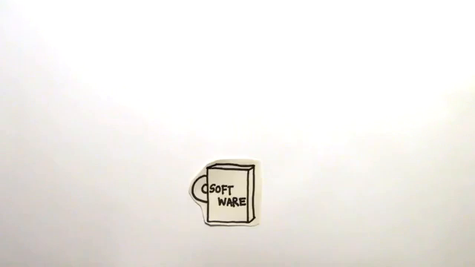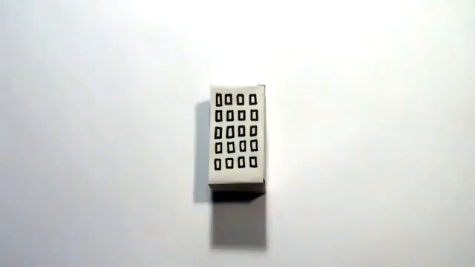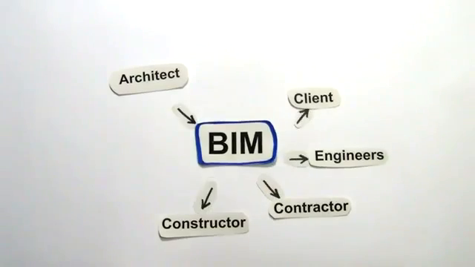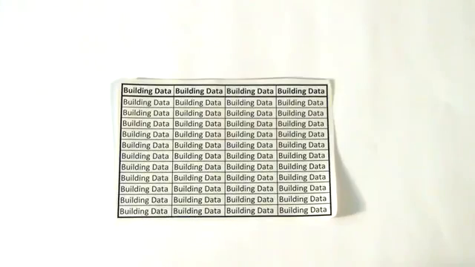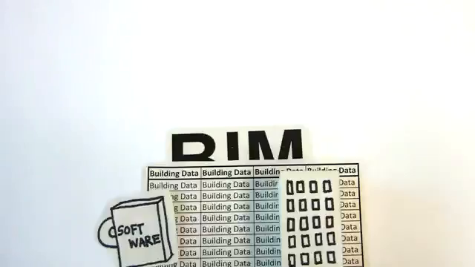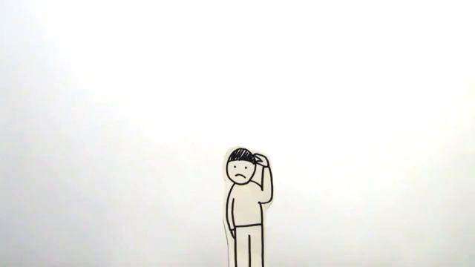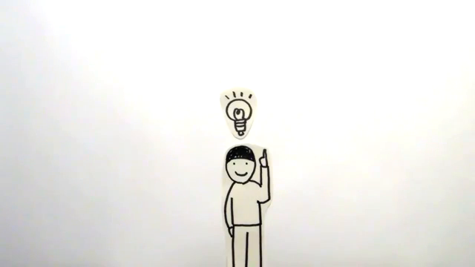Some say BIM is a type of software. Some say BIM is the 3D model of buildings. Others say BIM is a process, or that BIM is nothing more than an organized collection of all building data. BIM is all of the above and more. Now let's see BIM explained in layman's terms.